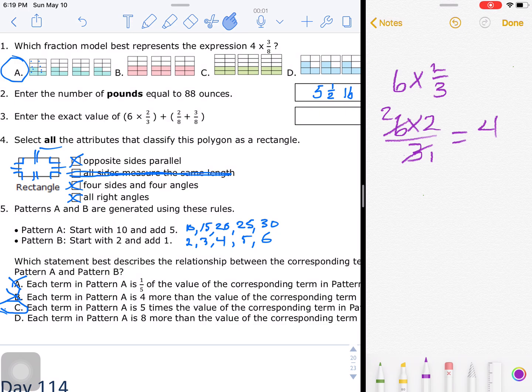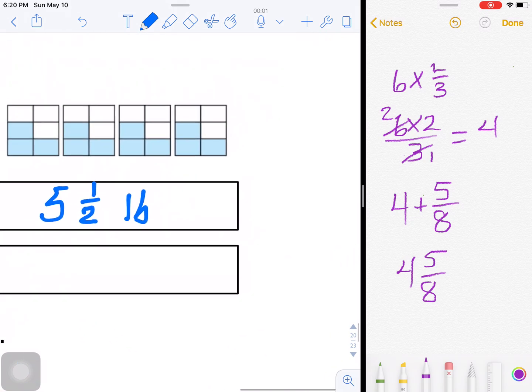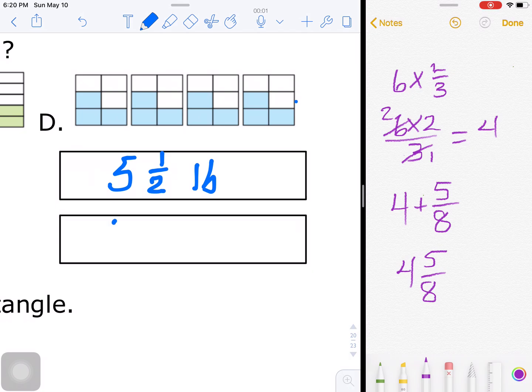And then 2/8 plus 3/8 is 5/8. We simply add the numerators. So now we're going to add 4, the product of our first expression, plus the sum of our second expression, and we end up with a grand total. The sum of those two expressions is 4 and 5/8. So 4 and 5/8.